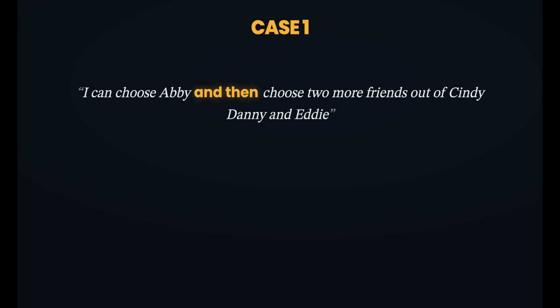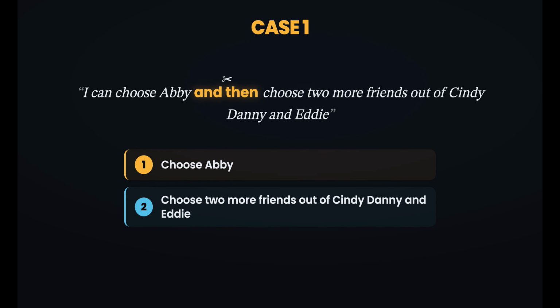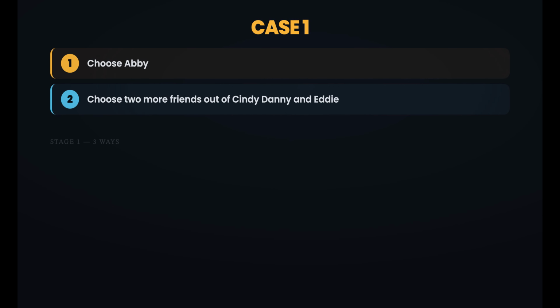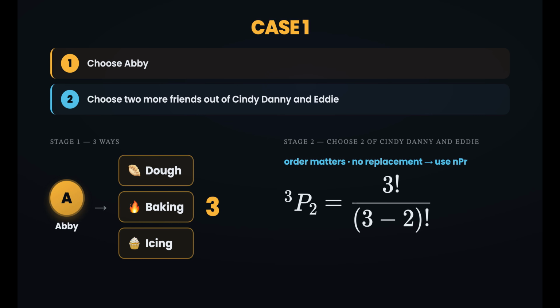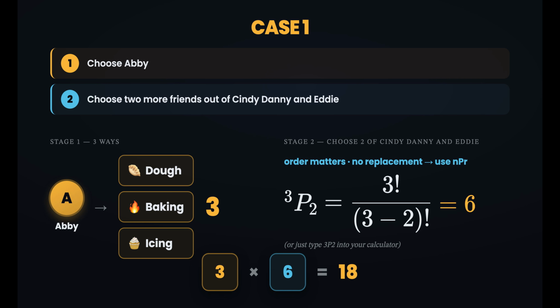In case 1, we split into stages whenever we see "and then." So number 1, choose Abby, and number 2, choose 2 more friends out of Cindy, Danny, and Eddie. Stage 1 has 3 ways because Abby can do the baking, the icing, or the dough. Stage 2 could be broken into more stages, but since we're just choosing 2 friends out of 3 where order matters and there's no replacement, we can use nPr. That's 3P2, which is 3 factorial over 3 minus 2 factorial, which is equal to 6. You can also just type 3P2 into your calculator to get the answer. Multiplying across the stages gives 3 times 6, which is 18.